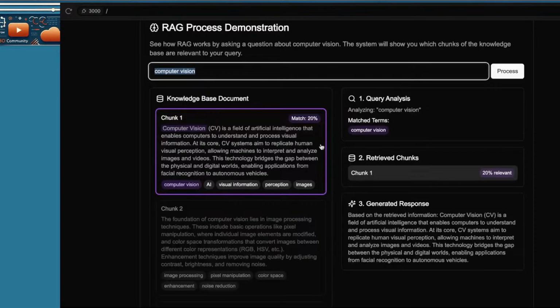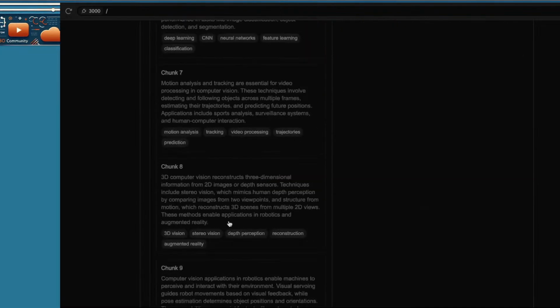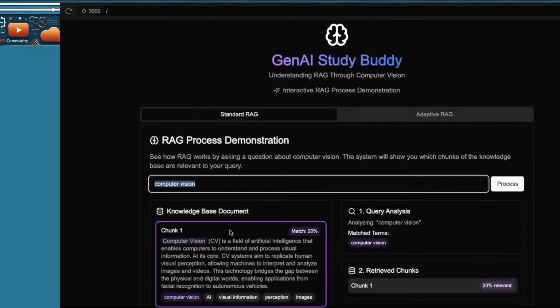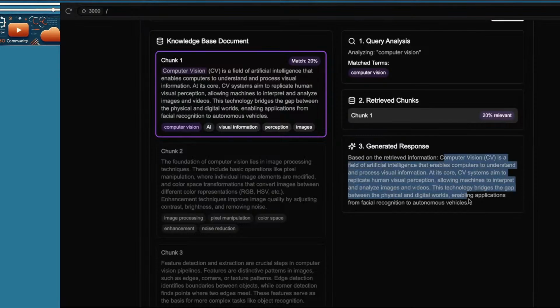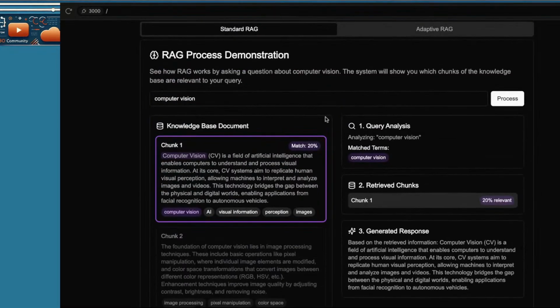So this is the semantic chunking I was talking about. These are essentially paragraphs to do with this stuff, pulled from a knowledge base. I've given it tags as well, so you don't have to search on only one knowledge base. You can search across multiple things at the same time. So it found this chunk because it has the computer vision text in there, and it generated a response talking about computer vision based on the input that we gave it. All right, so this is regular RAG.